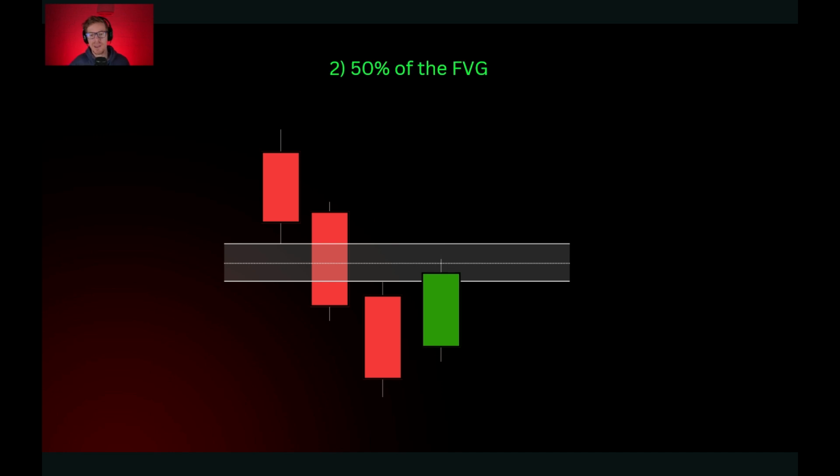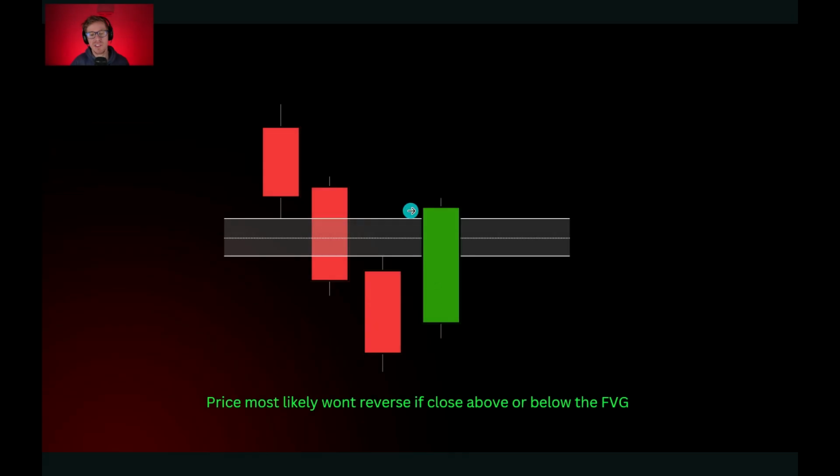Majority of the time, I like to see price reject the 50% of the fair value gap and just notice how price is respecting these levels. How's it respecting the start of the fair value gap, the 50%, or is it going through the whole fair value gap? If price breaks through the fair value gap and closes through it, you have a high probability it's not going to reverse at this point, and potentially it's going to create continuation to the upside.